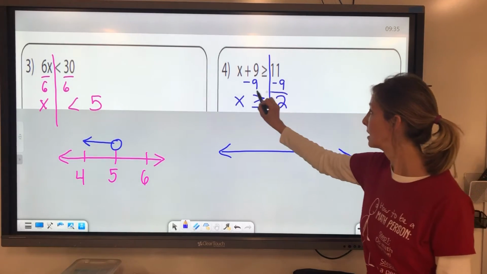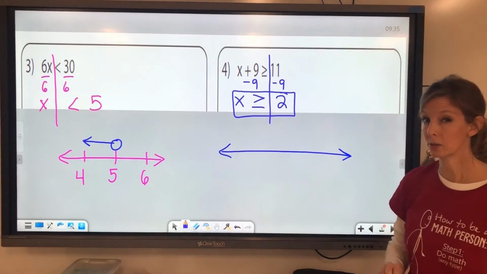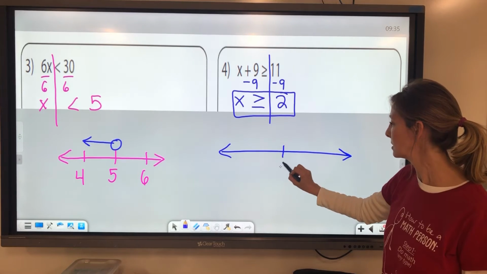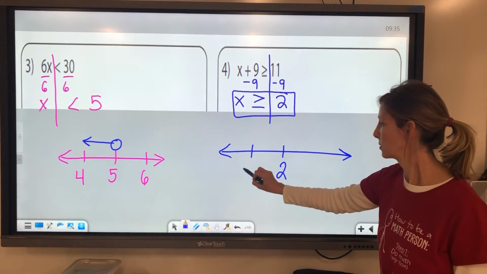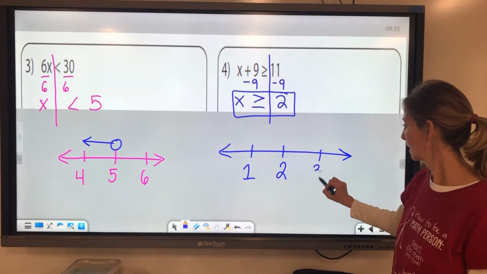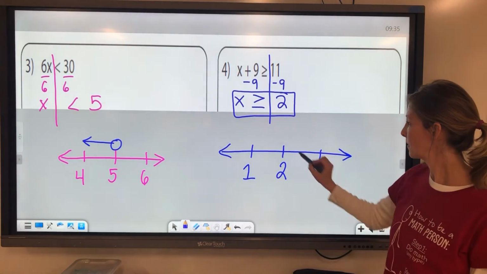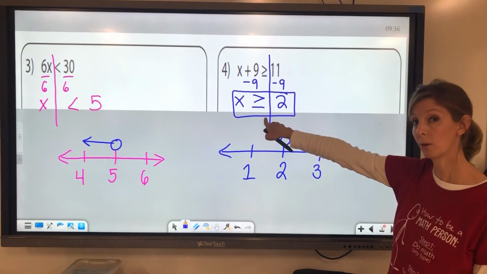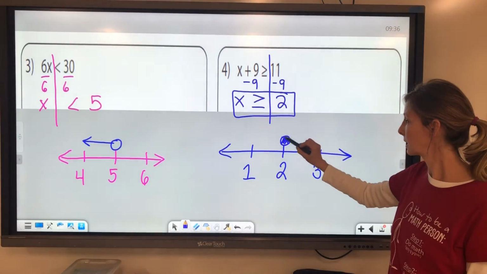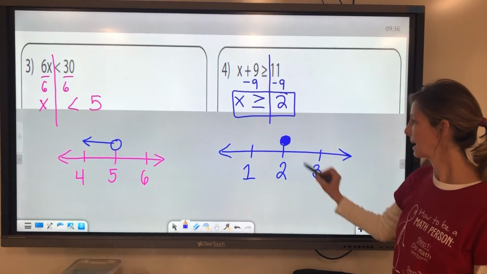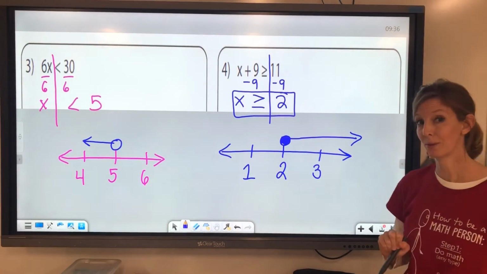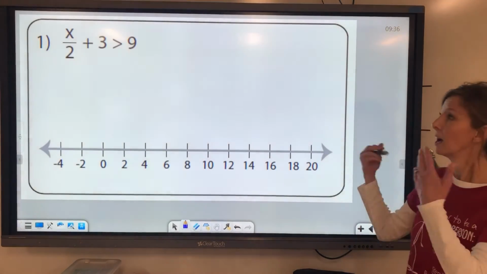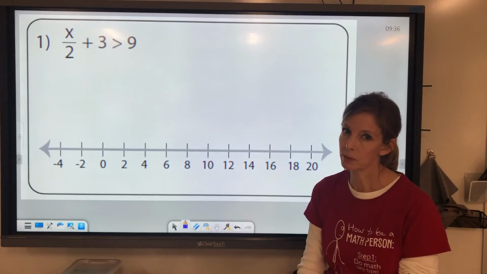Again, there's my solution, or my inequality, so I know I need a 2. I'll do a 1 and a 3. I have a circle on the 2. Is it open or closed? Well, I have or equal to, so it is a closed circle, and x is greater, so we're going to the right.